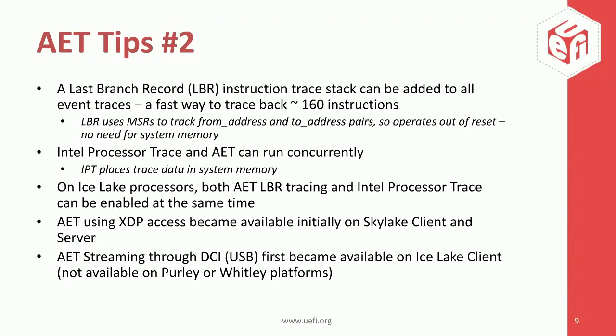Number two is, again, more current Intel CPUs. With AET, a last branch record, or LBR, instruction trace stack can be appended to each one of the events that you trace. And LBR really uses MSRs to track from-address and to-address pairs on every branch, like with a call or a jump or a return instruction. So LBR operates out of reset, and it's super fast, of course. It eliminates the need for system memory, and it gives that code context to the event context that you get out of AET. Intel Processor Trace and AET can actually run concurrently. So if you're at post memory initialization, you can capture the IPT data in system memory, and then timestamp it and correlate it with the event trace data out of AET.